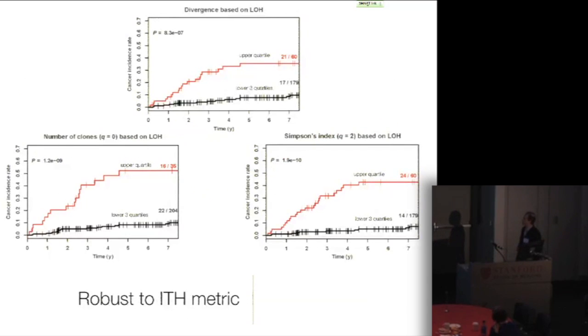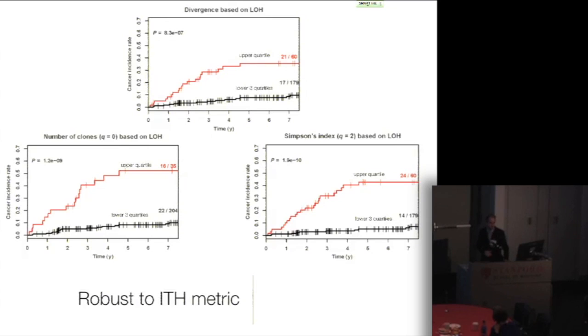It also looks like it doesn't matter which of the hundreds of different measurements or metrics of diversity you use from ecology. You can just count the number of clones, that's the lower left. You can look at divergence, you can look at Simpson's index, you can look at Shannon's index. It turns out it doesn't matter.